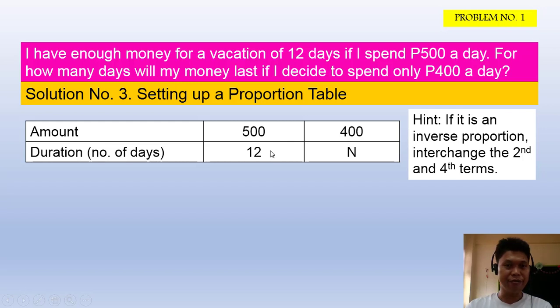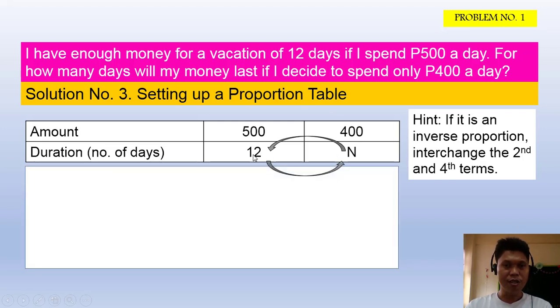Alin ba dito ang second and fourth term? So this is the first, the second, the third, and the fourth. So, ang gagawin natin, interchange natin yung dalawa. So, kumbaga, itong 12 ay ilalagay natin dito at itong n, ilalagay natin dito. Kasi, ito nga ay inverse.